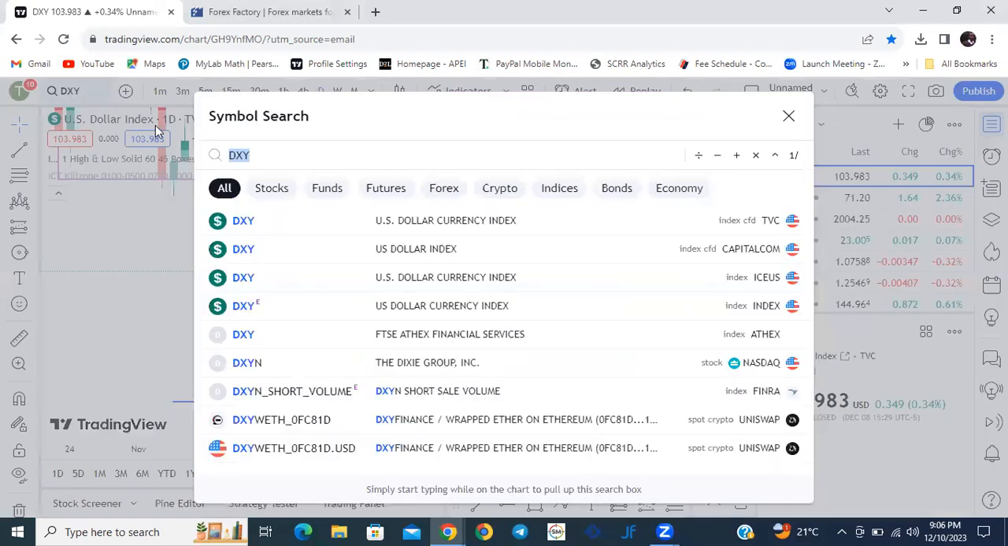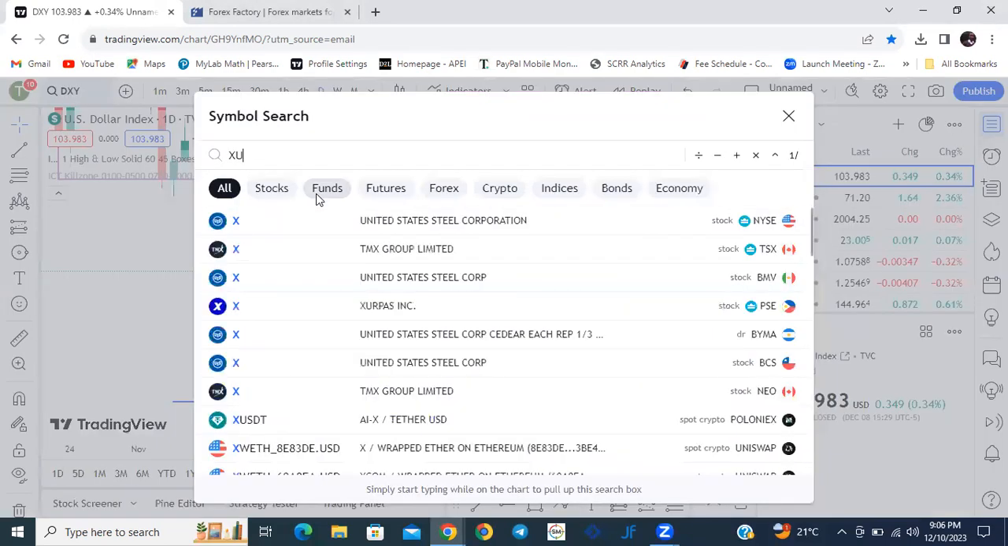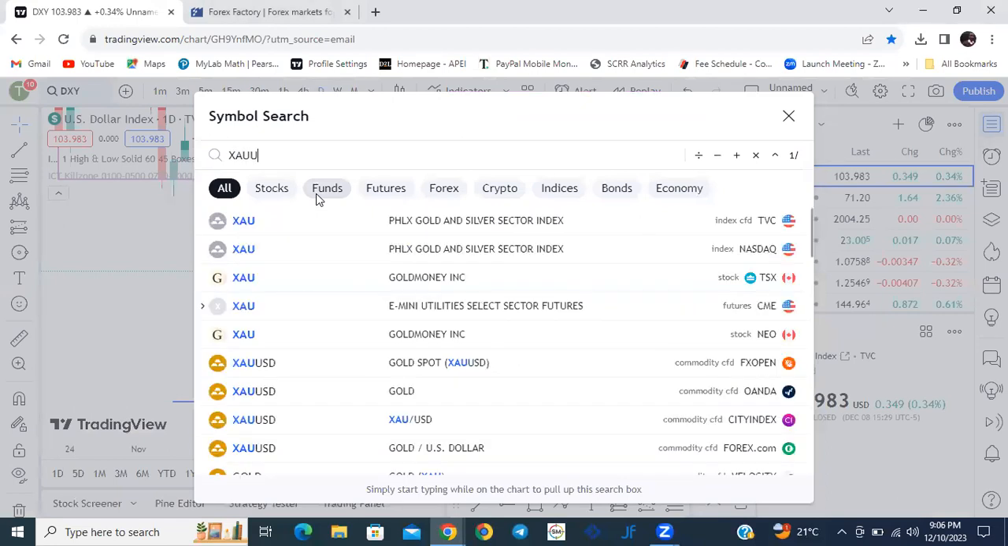So we look at gold. That is our next pair that we want to look at. That is gold.